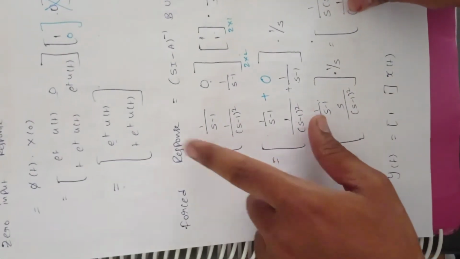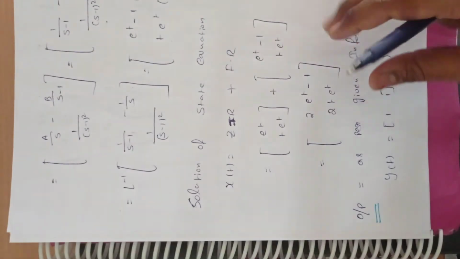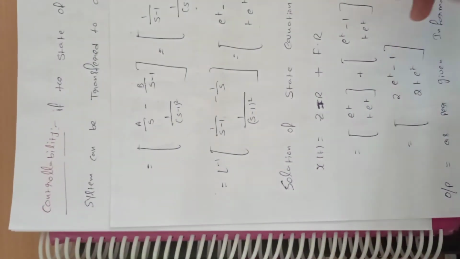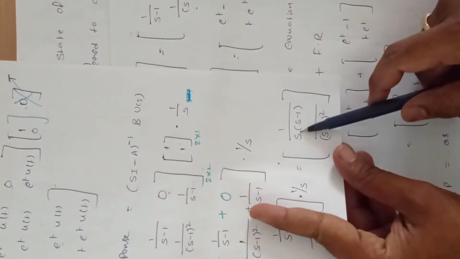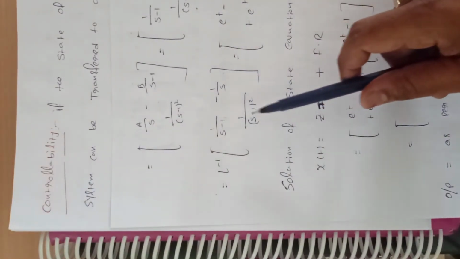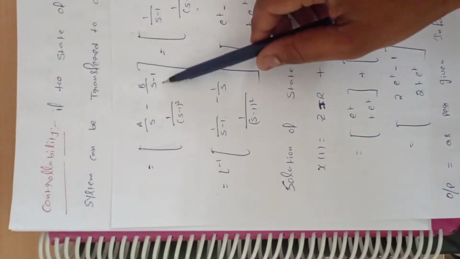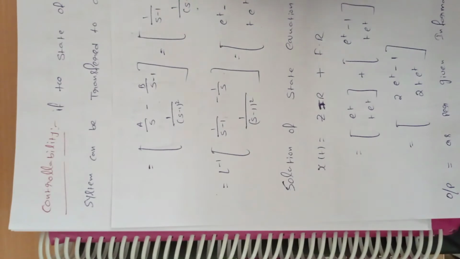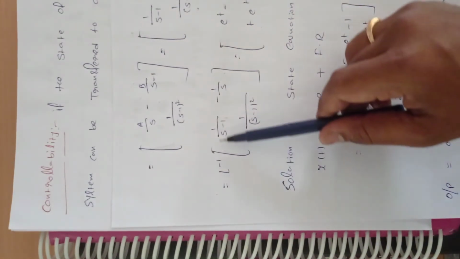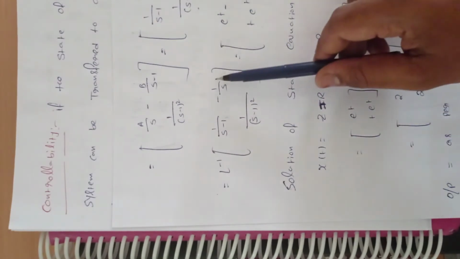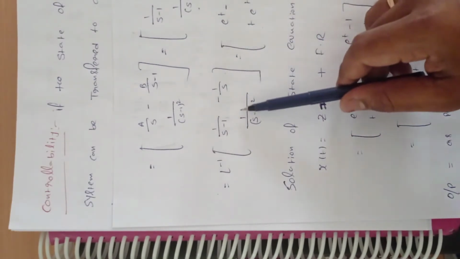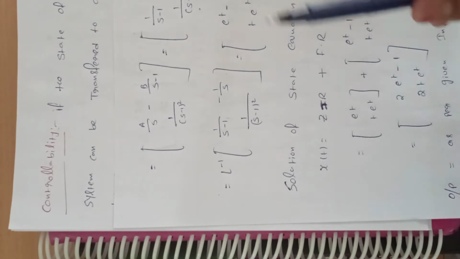So this is the forced response in terms of s domain. But we need in time domain. So for that one, just do the partial fractions for this one. Why? Because we should apply the inverse Laplace transform. So partial fractions apply, you will see 1 by s minus 1 minus 1 by s and 1 by (s minus 1) whole square. If you apply the Laplace inverse, 1 by s minus 1 ki e power t, 1 by s ki 1, 1 by (s minus 1) whole square ki t into u of t.